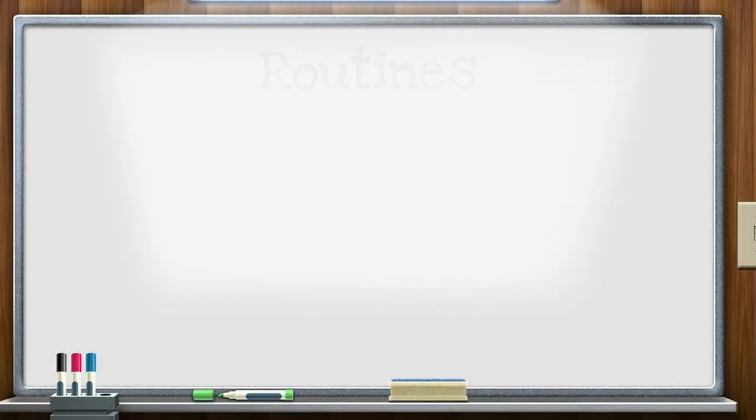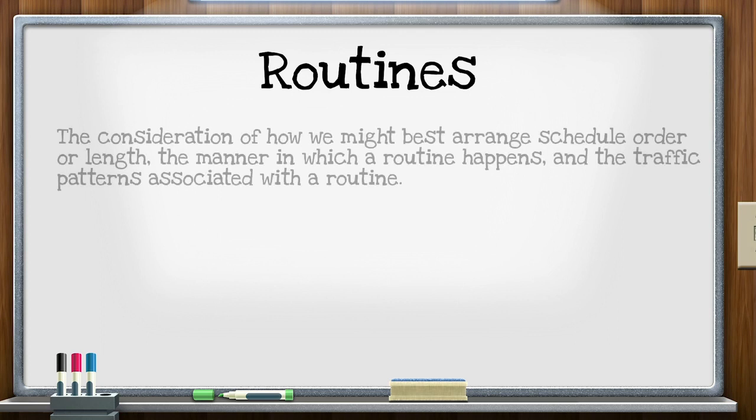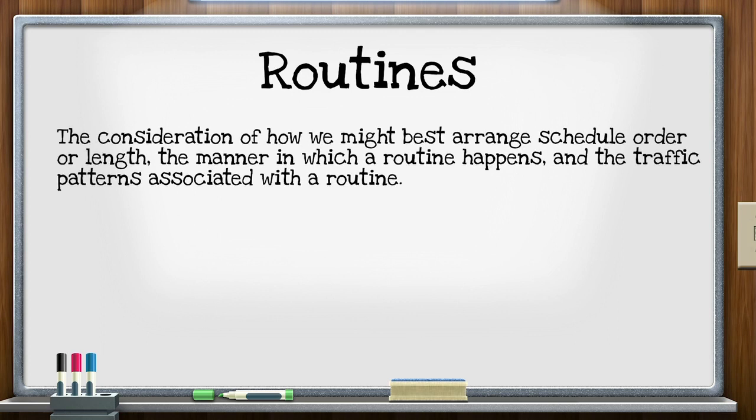The manipulation of routines involves consideration of how we might best arrange schedule, order or length, the manner in which a routine happens, and the traffic patterns associated with a routine. These are all controlled by adults and must be considered as a part of the development of routines and arrangements to facilitate success with rules.